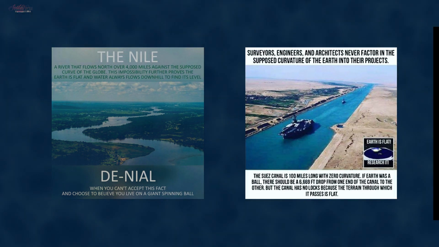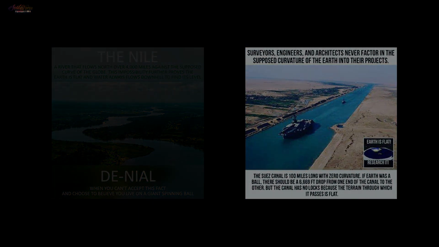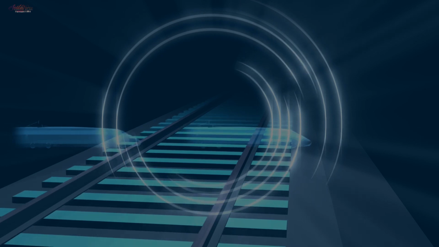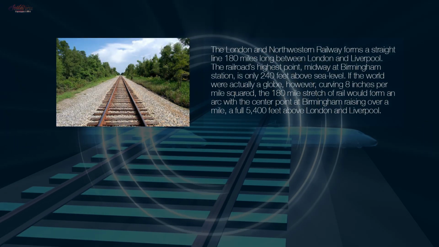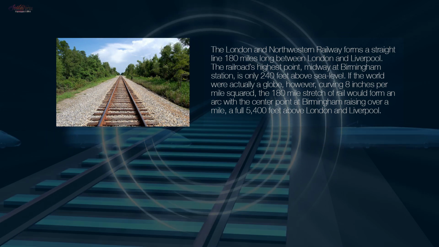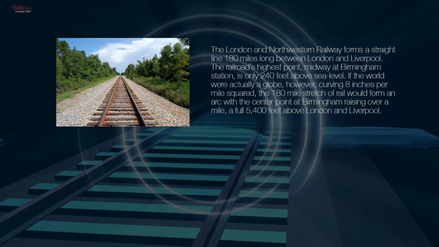There would be 6,669 feet of drop on a globe model. The same is true on land with railroads. The London and Northwestern Railway forms a straight line 180 miles long between London and Liverpool.